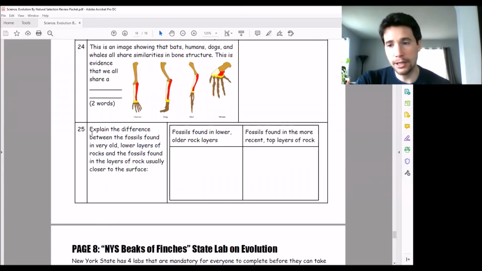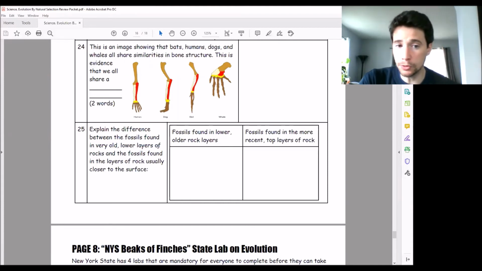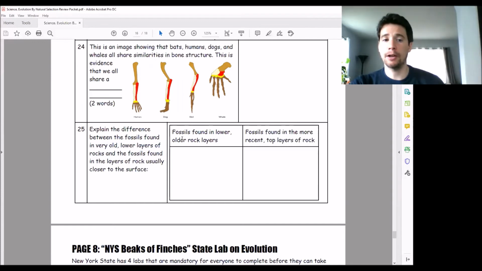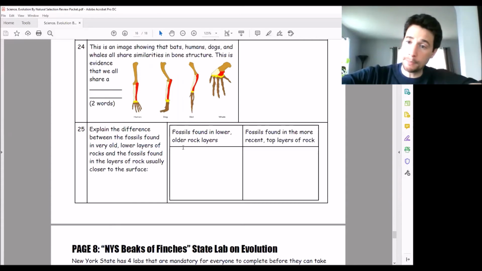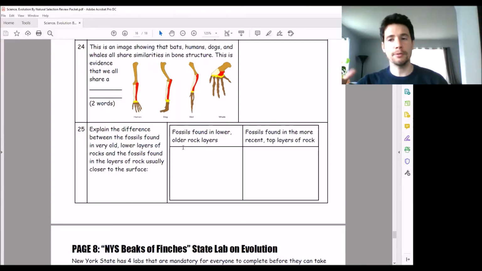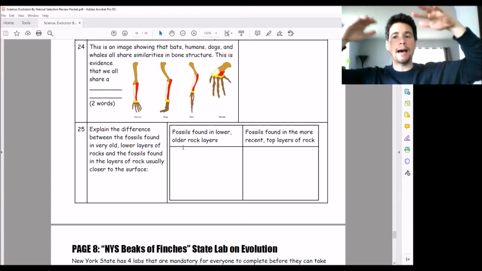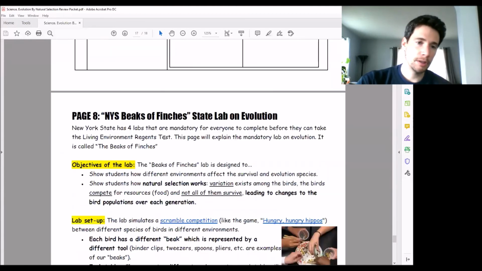The last question for page 7 is to explain the difference between the fossils found in very old rocks and the fossils found in the layers that are closer to the surface. I talked about that just a minute ago. The fossils found in deeper, older rocks, how are they different than the fossils that we find in some of the top layers? Which is more complex and which is more similar is what I'm asking, all right?